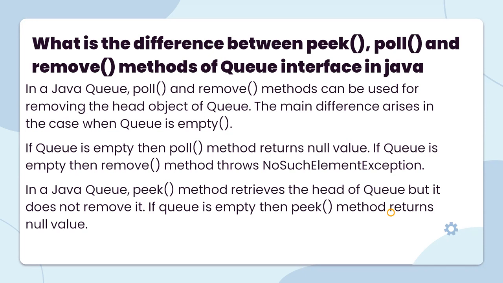In a Java queue, the peek method retrieves the head of a queue, but it does not remove it. If the queue is empty, then the peek method returns a null value. First it comes, the queue is empty, then it will give a null value. If the queue is empty and you are trying to remove the element, you will get the NoSuchElementException. Right? So that's it.